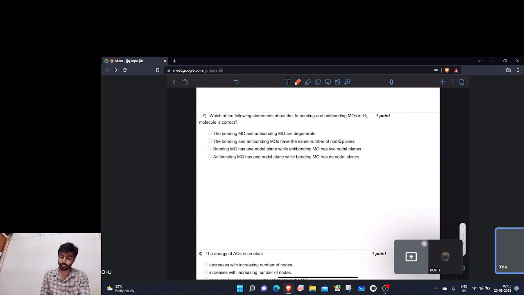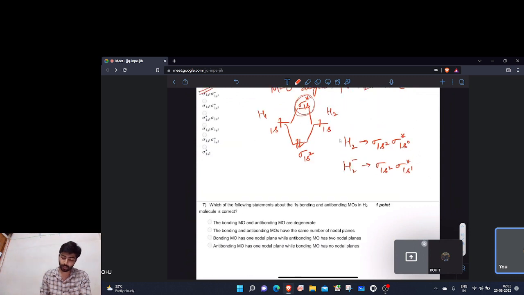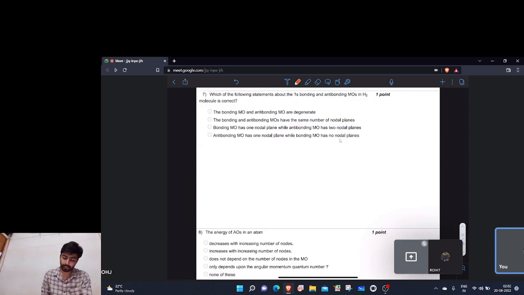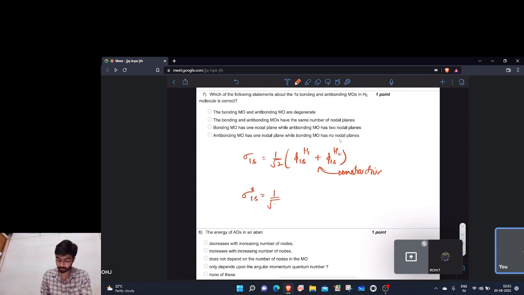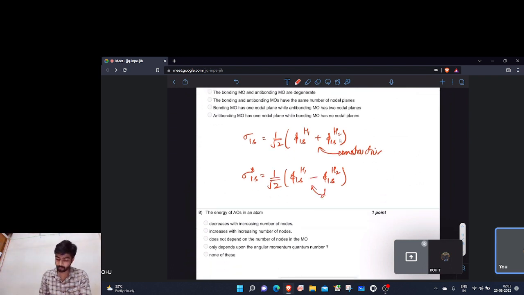Next question is: which of the following statements about the 1s bonding and antibonding MO in the hydrogen molecule is correct? Now, as we have seen above, we have a bonding situation for sigma 1s and antibonding for sigma star 1s. If one writes the sigma 1s molecular orbital as a linear combination of atomic orbitals, 1s of H1 plus 1s of H2, this is a constructive overlap of the wave functions. And sigma star 1s would be 1s of hydrogen 1 minus 1s of hydrogen 2, and I should correct it, there is a destructive overlap, that's why it's antibonding.